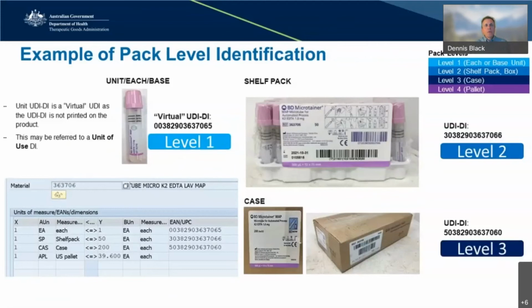Here's an example of a training slide that we've used to try to make this clear. We've tried to remove some of the different names, the case and the box and the each, and just referring to this as level 1, 2, or 3. And you can see the extract from our SAP system. The device identifiers are listed and what the quantity is. And we've tried to boil this down and make this clear for our internal users and also for our customers.